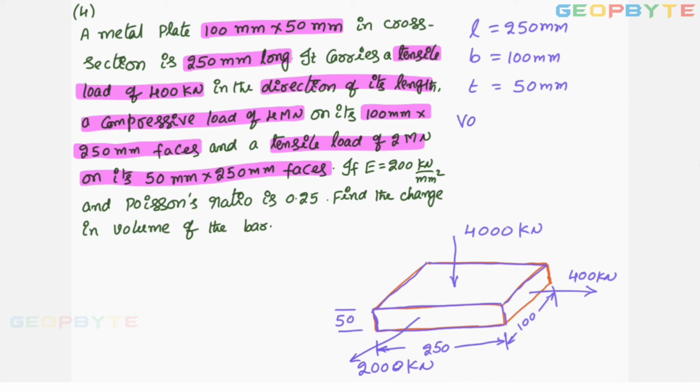Volume, the original volume, equals length multiplied by breadth multiplied by thickness. It is equal to 250 into 100 into 50, which is 125 into 10 power 4 units, mm cube. That is the original volume of the component, or original volume of the given member.